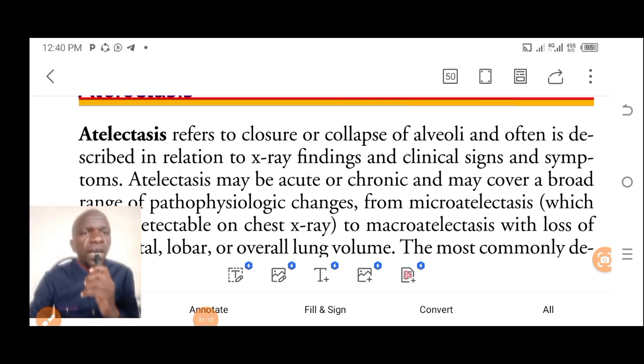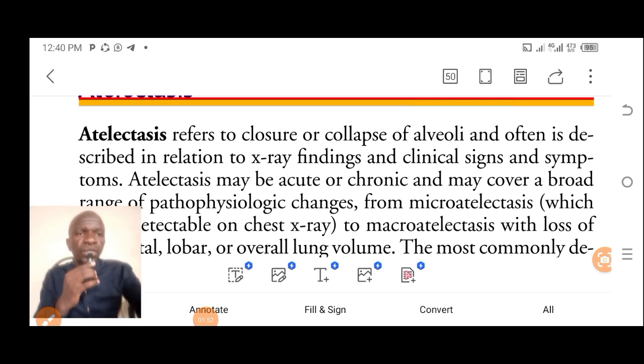Atelectasis refers to closure or collapse of alveoli and often is described in relation to X-ray findings and the clinical signs and symptoms. Alveoli are the smallest functional units of the lung tissue, where gaseous exchange occurs. So when there's collapse of the alveoli, that's atelectasis. In simple terms, atelectasis refers to lung collapse.